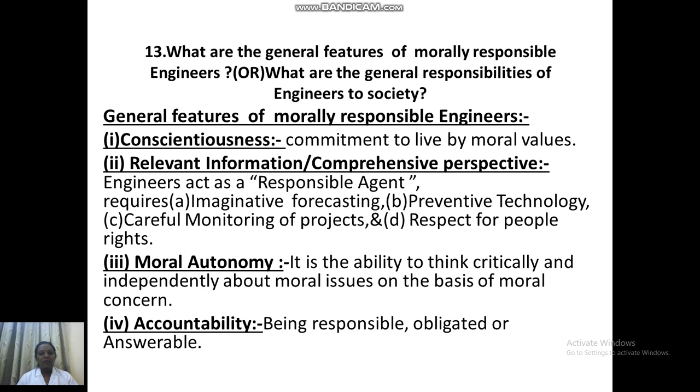Then moral autonomy, it is the ability to think critically and independently about moral issues on the basis of moral concern. Then accountability, that is being responsible, obligated or answerable.